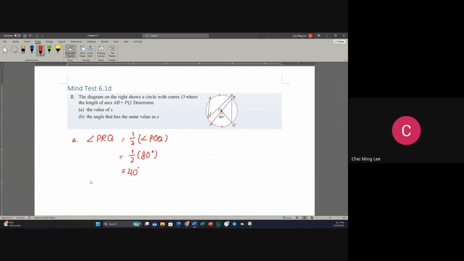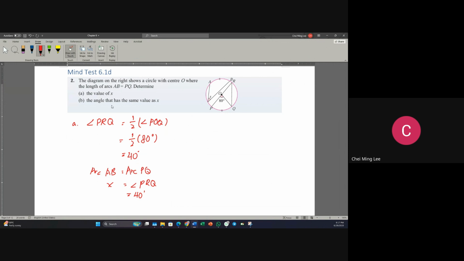Now, X can be almost, sorry, we should explain first. So we should explain like arc AB equals to arc PQ. So X equals to PRQ, which is equal to 40 degrees. Okay?